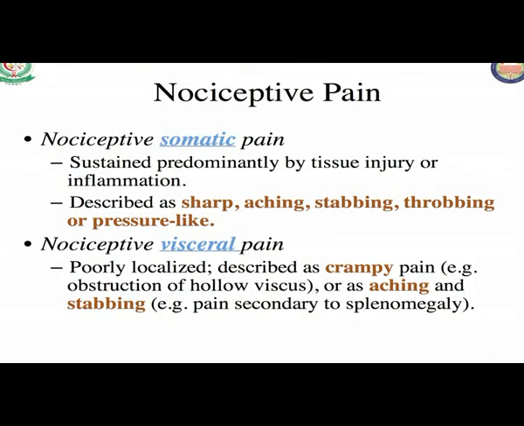Nociceptive somatic pain is sustained predominantly by tissue injury or inflammation. The patient will come with sharp, aching, stabbing, throbbing, or pressure-like pain. While visceral nociceptive pain is usually poorly localized and described as crampy pain, for example in a patient with intestinal obstruction, or as aching and stabbing, like the pain secondary to splenomegaly or hepatomegaly.